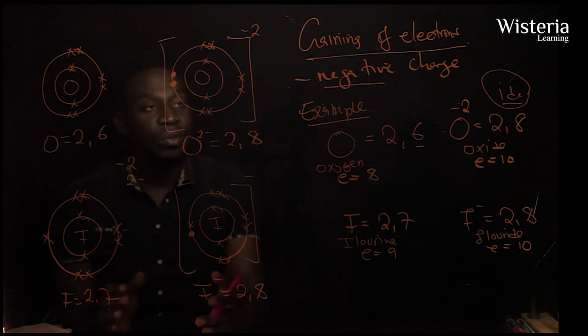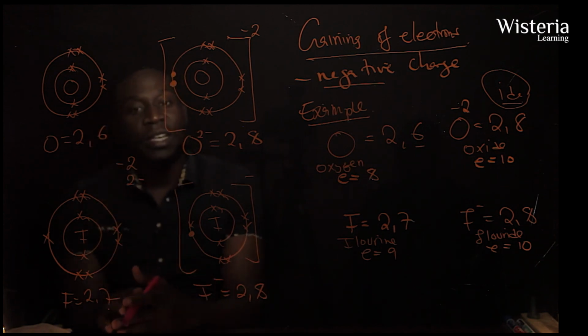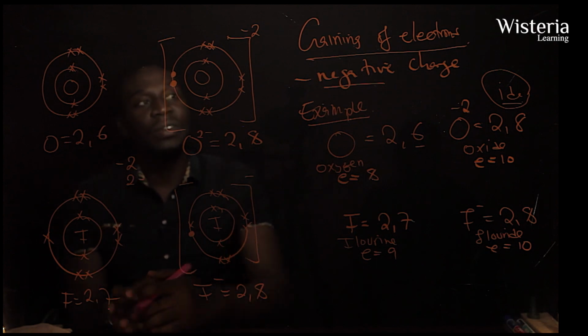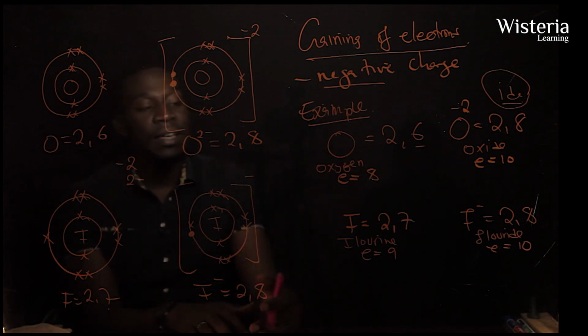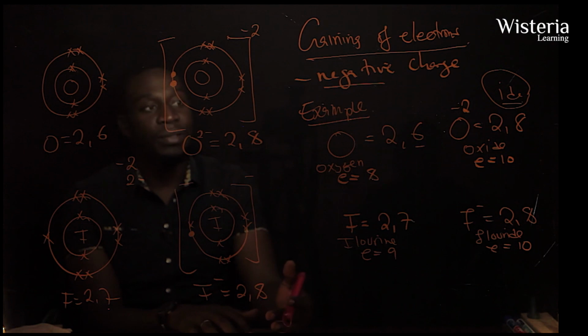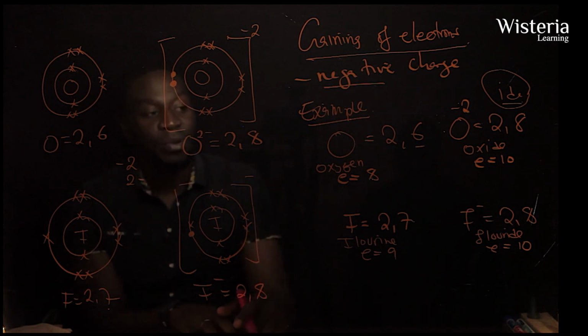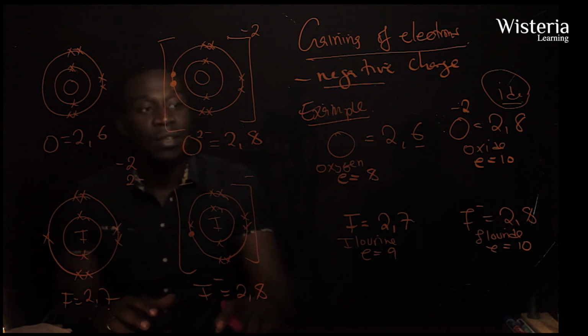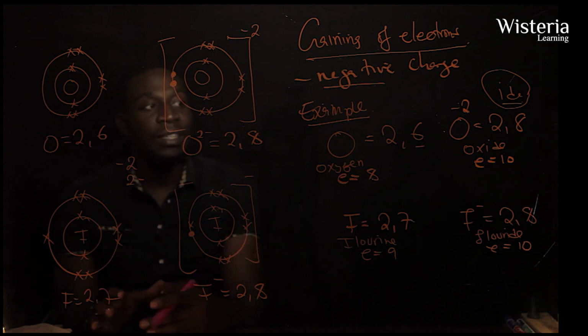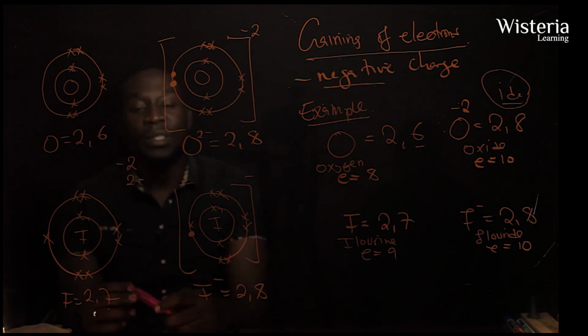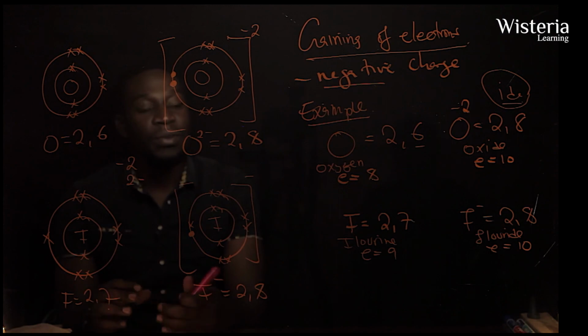So in this lesson, we have looked at the losing of electrons by metals and also the gaining of electrons by atoms of non-metals. This topic is very, very important for you to understand so that you can understand better when you're looking at bonding. So for today, we're going to end here.